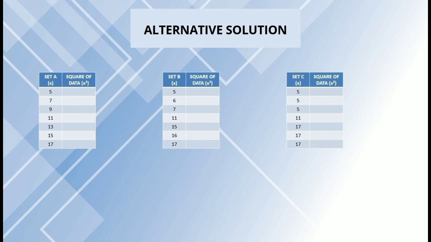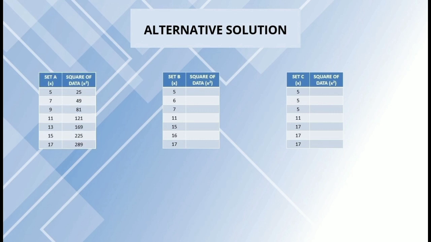We start in set A. So we have the first value, 5. We take the square of 5 and we get 25. Next, we have 7. The square of 7 will be equal to 49. Then we do the same process for the rest of the data in set A.